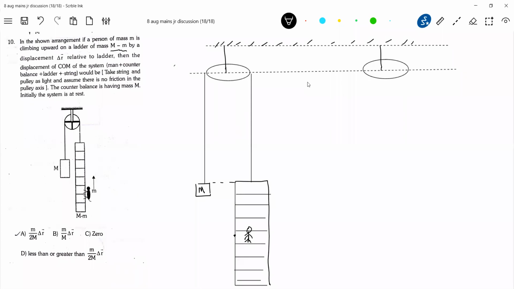It's asking now the displacement of center of mass. Look at what is being asked. Then the displacement of center of mass of the system: man plus counterbalance plus ladder string. Counterbalance is this M. Ladder, capital M minus small m, and mass m. So initially, what is the thing? I think it's in equilibrium, no? So the weight mg will act on this side, M minus m and mg. And initially let the person be at a distance L.